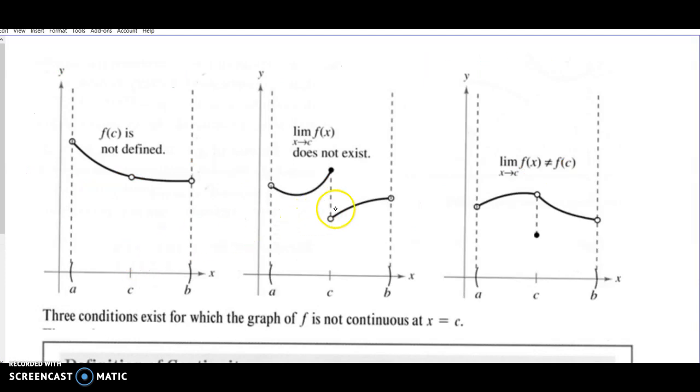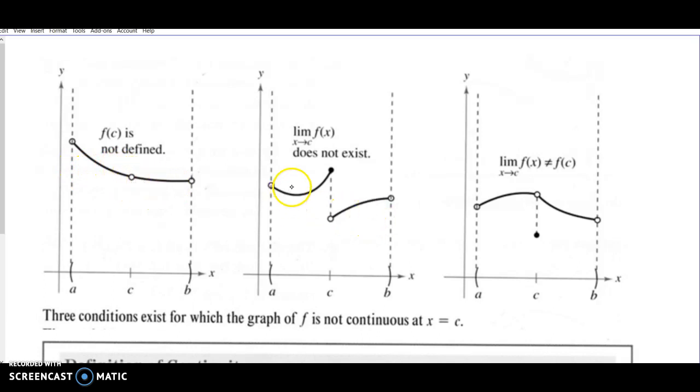So we have three graphs here. It says these are the three conditions for which the graph of f is not continuous at x equals c. So at a point, it's not continuous. For example here, f of c is not defined. You guys notice that at c there is no y value that's defined. So this is an example of where we have discontinuity.